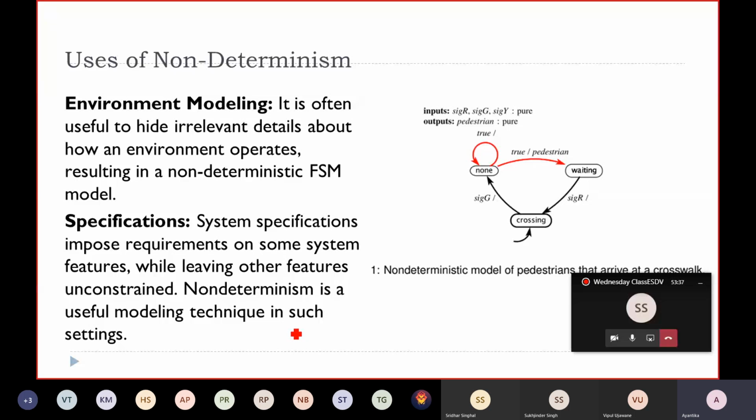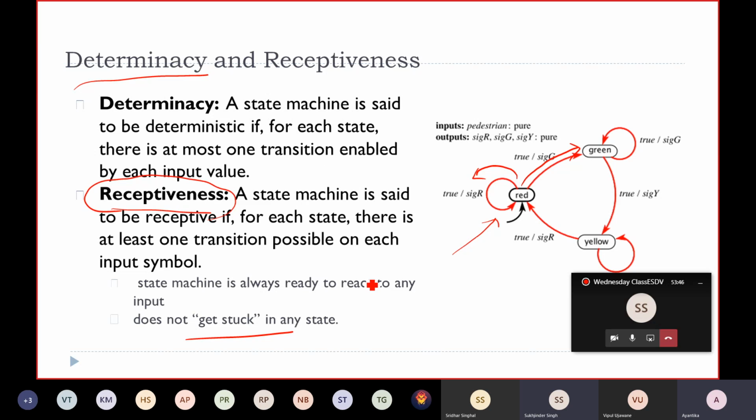Any questions? Yes, ma'am. Can you repeat the receptiveness? Can you go back? Okay. Yes, ma'am. Receptiveness. Ma'am, what do we need? Means like each input symbol.